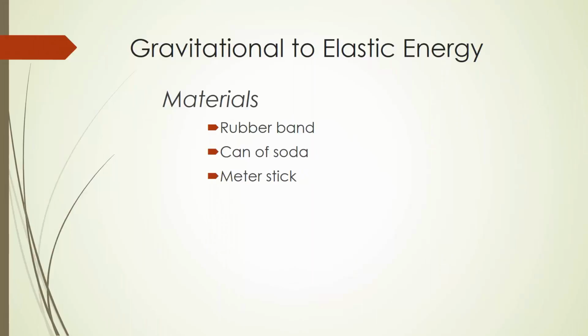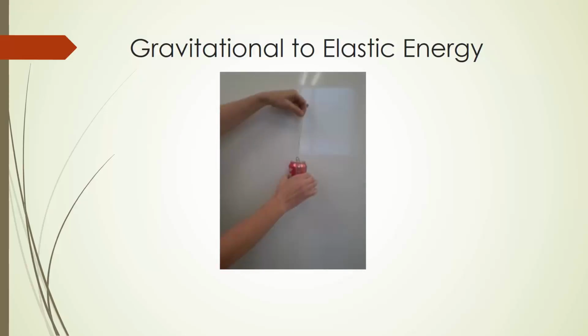The third conversion is from gravitational potential energy to elastic potential energy. The materials are a rubber band, a can of soda or heavy object, and a meter stick. The heavy object hangs from a rubber band. Calculate the potential energy of the stretched rubber band and the change in gravitational potential energy of the object.